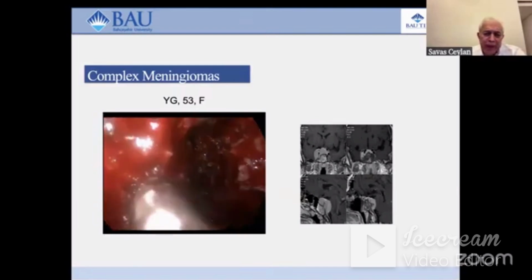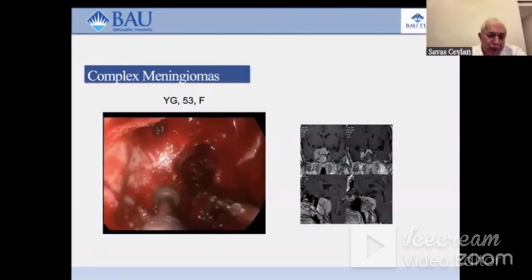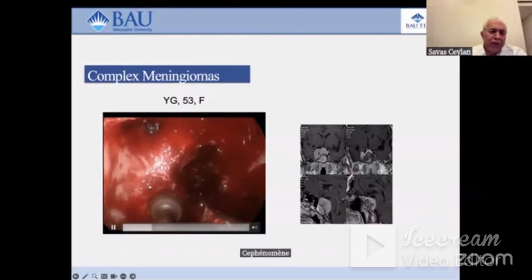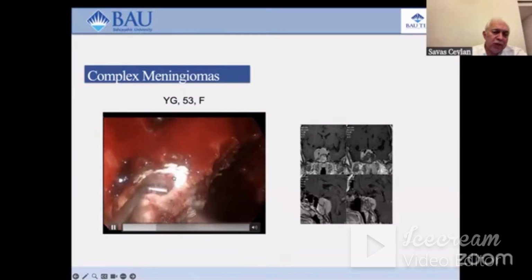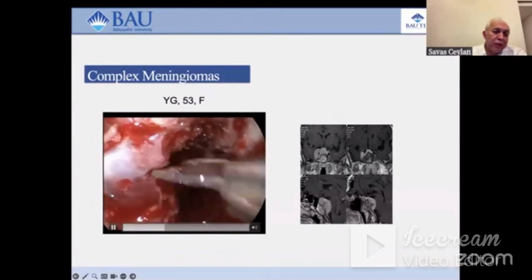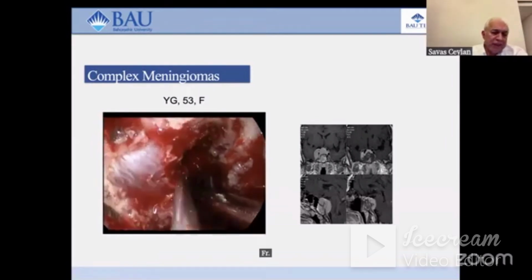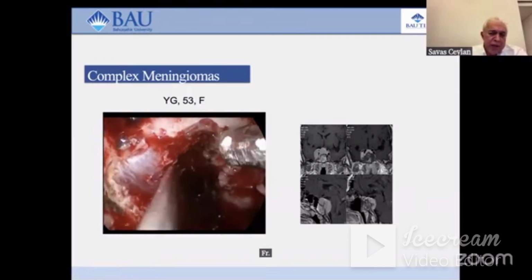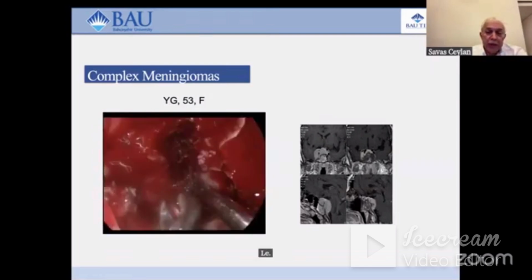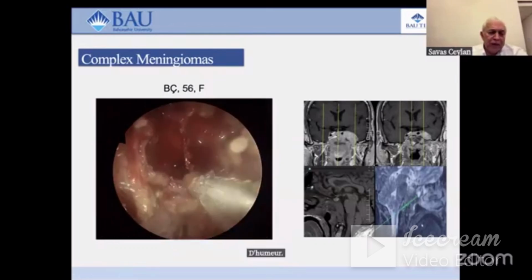This tumor extends to the cavernous sinus, sphenoid sinus, and prepontine area. In this case, firstly the sphenoid tumor was resected, and we opened the cavernous sinus. You see the anterior wall of the cavernous sinus. We entered the lateral compartment of the cavernous sinus, but it was a very firm tumor. We resected it with an ultrasonic aspirator. Total resection was performed.